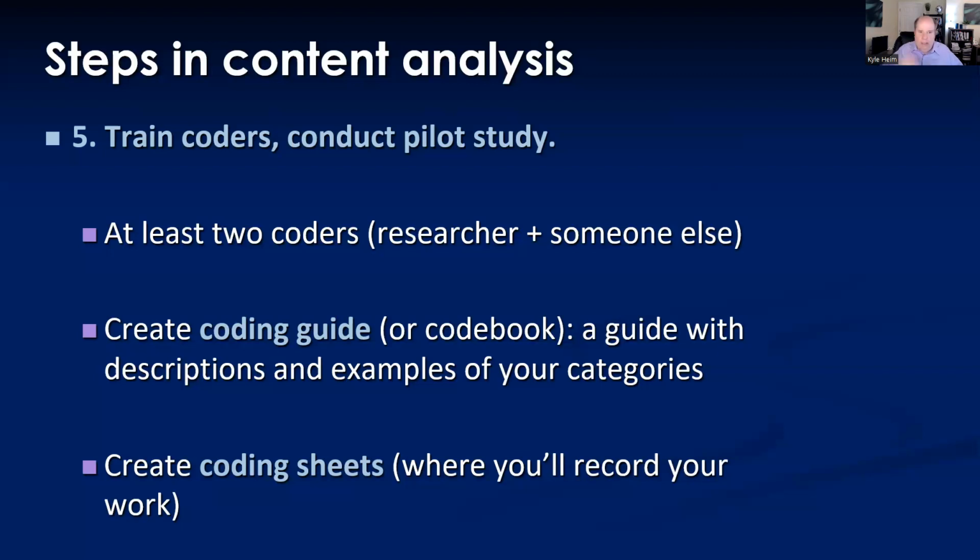So that when we bring in the second coder, they understand what it is they're doing and what it is they are looking for. That's what the coding guide does. It gives them a roadmap or a set of instructions to follow. And then we also need a sheet where we record our answers. And that could be an actual sheet of paper, or it could be an Excel spreadsheet. But this is where you are going to mark your coding decisions on the coding sheet.